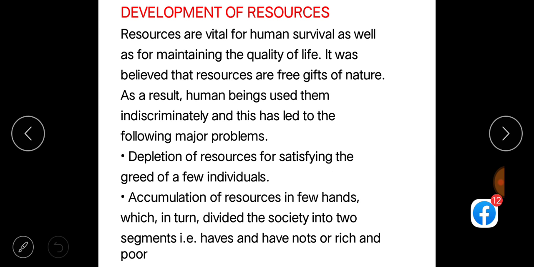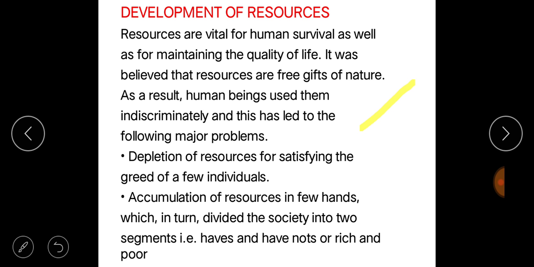Now, the development of resources. Resources are vital for human survival; without resources, human beings cannot survive. It is believed that these resources are the free gift of nature to human beings.